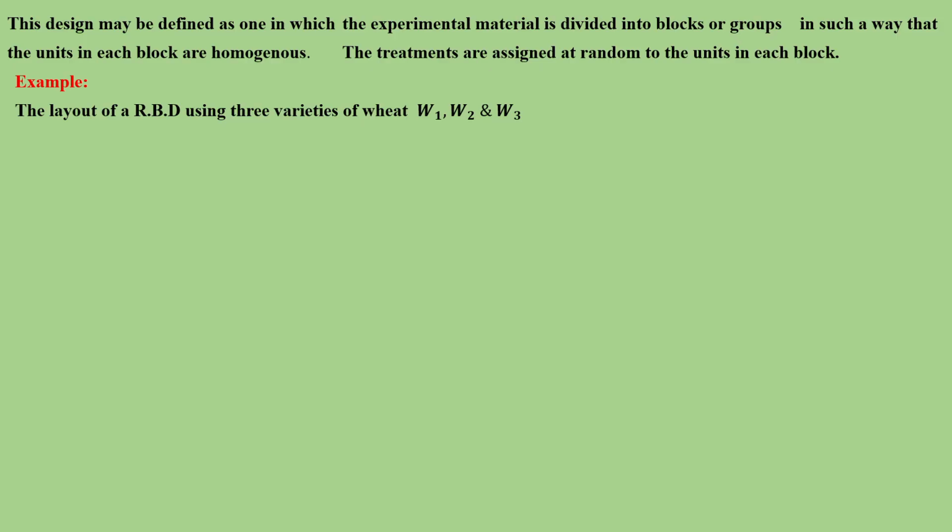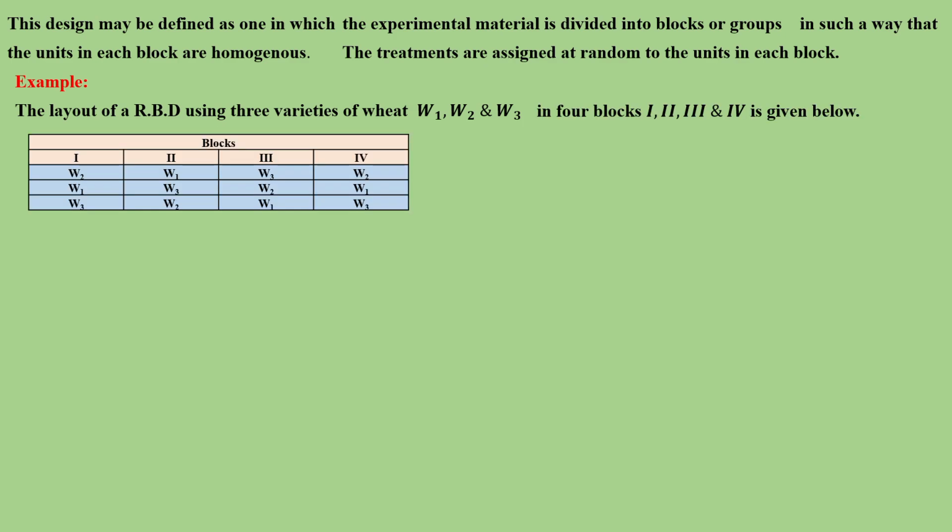This design may be defined as one in which experimental units are divided into blocks or groups in such a way that the units in each block are homogeneous. The treatments are assigned at random to the units in each block. The layout of RBD, randomized block design, using three varieties of wheat, W1, W2 and W3 in 4 blocks, 1, 2, 3, 4 is given below, right, like this blocks and varieties, right?